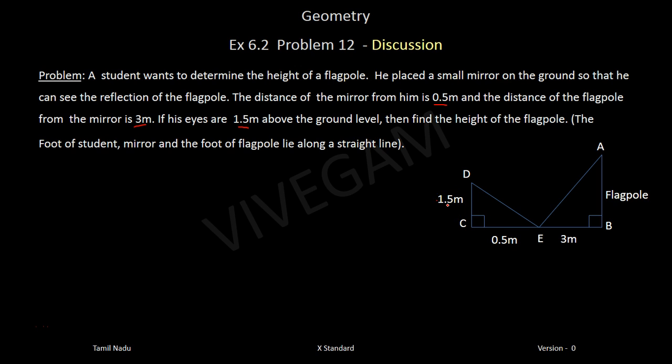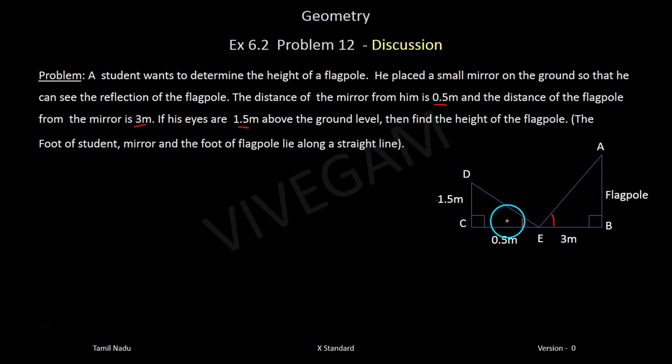Now if you look at this, these two lines are parallel to each other. This is vertical, this is also vertical, so this is perpendicular and this is perpendicular. The light comes here, reflects at the point of the mirror and reaches his eyes. So this is the angle of incidence and this is the angle of reflection. As per the laws of light, the angle of incidence equals the angle of reflection. Therefore angle AEB will be equal to angle DEC.